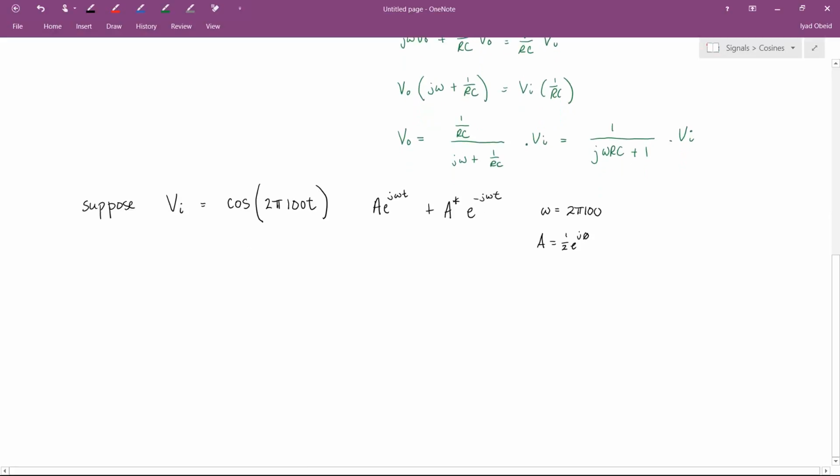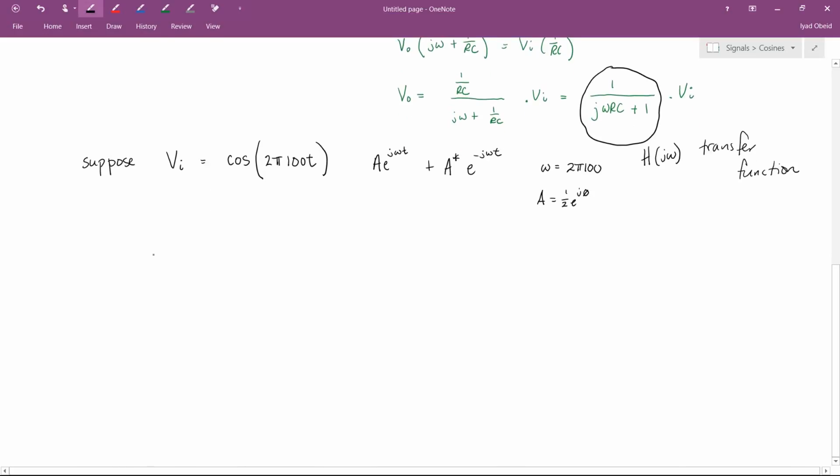Okay? Now, this term here, we're going to call the transfer function. We're going to call that H of j omega. That's the transfer function. And let's evaluate it. So in this particular case, the transfer function H is going to equal 1 over j omega, and in this case our omega we agreed upon was 2 pi 100, times R, which we said, we didn't give values of R yet.